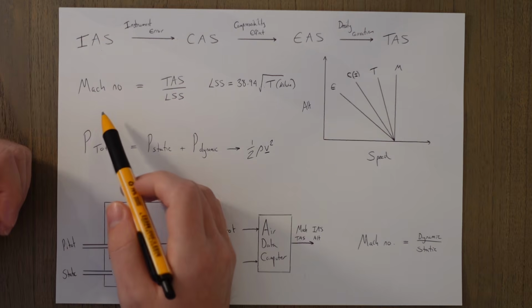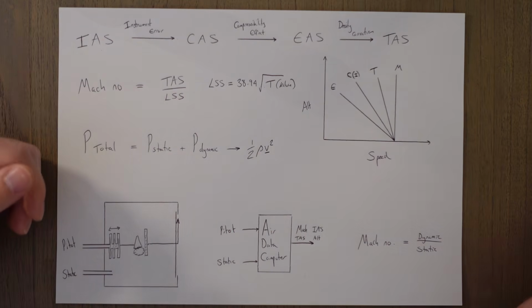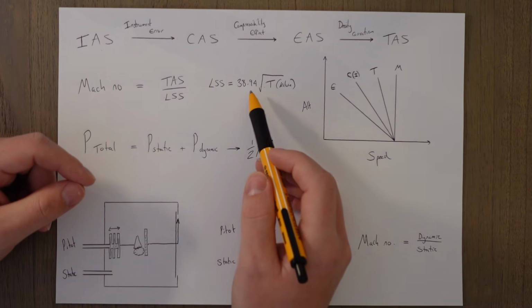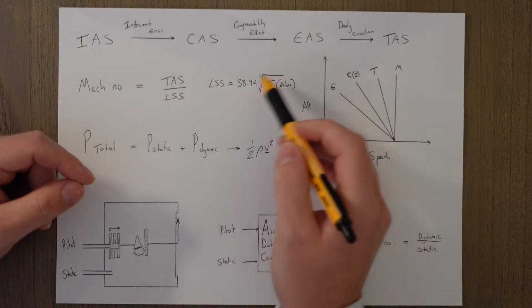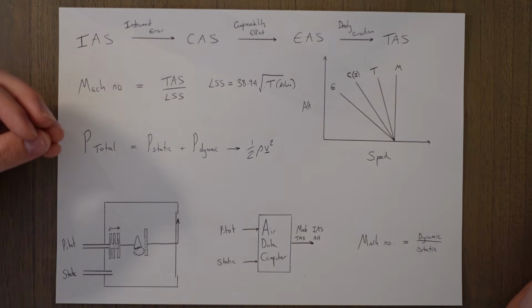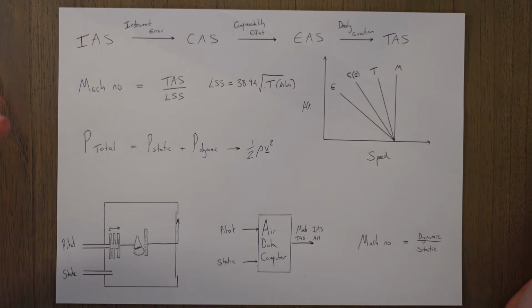If we want to fly with Mach number, we do the true airspeed divided by the local speed of sound. Local speed of sound is 38.94 multiplied by the square root of the temperature in Kelvin. Yeah, that's pretty much it.